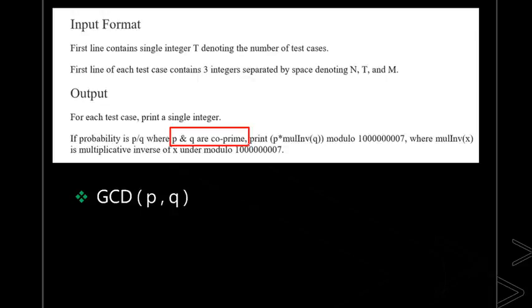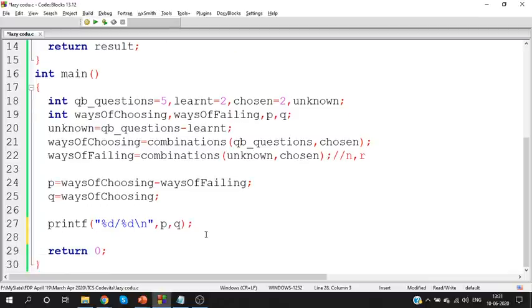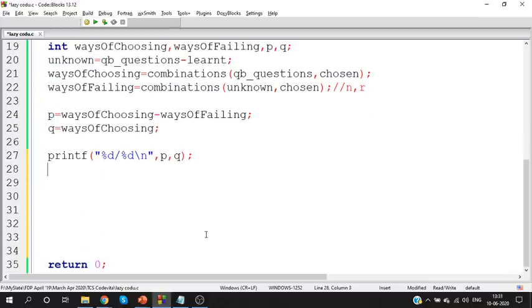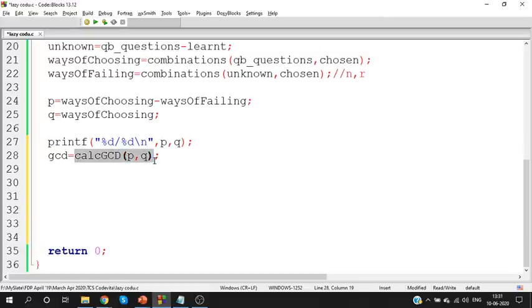So what should I do here? I need to calculate the GCD. After doing this, we are going to calculate GCD of P comma Q. I'll name the function calculate GCD and store it in a variable named GCD. So now what should we do? We should calculate GCD of P and Q and check whether the GCD is 1.